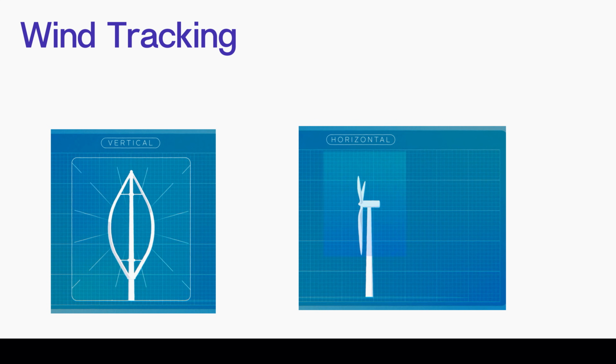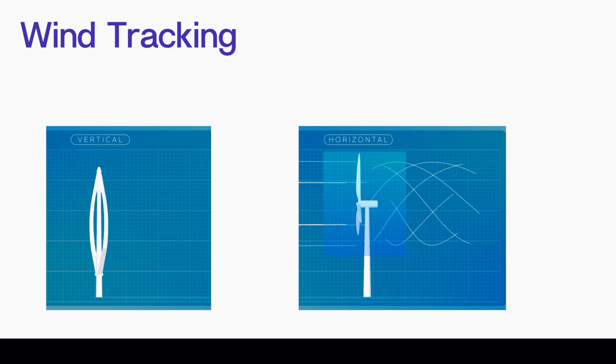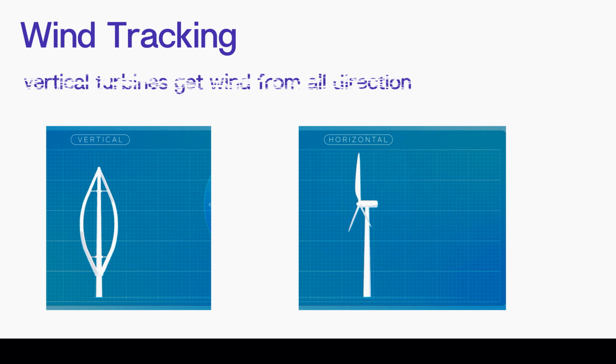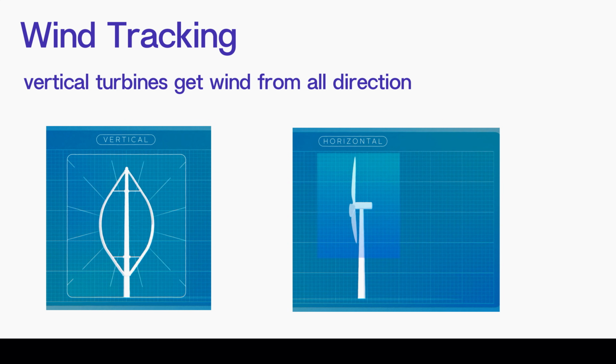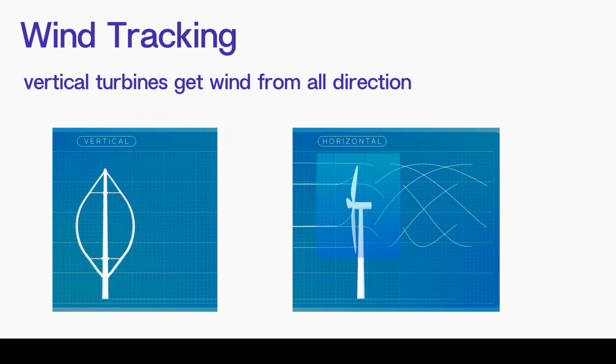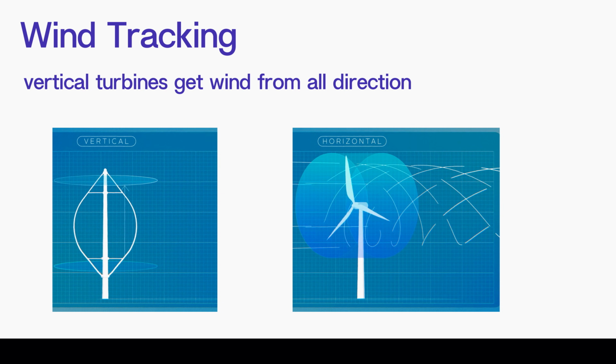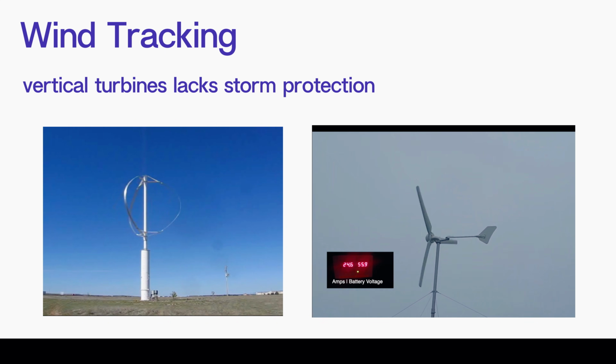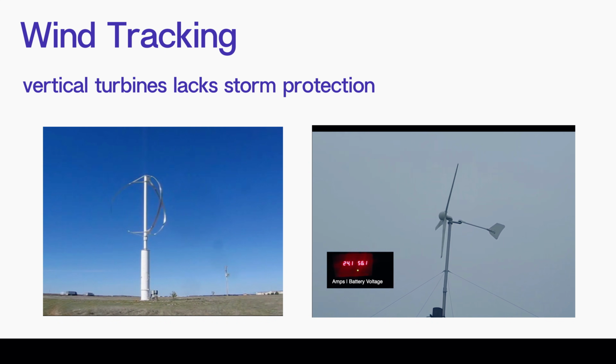Unlike horizontal turbines that require alignment through mechanisms like wind vanes, vertical turbines, with blades on all sides, eliminate the need for wind tracking. While this absence of wind tracking seems advantageous, it overlooks a significant drawback. Vertical turbines, by absorbing wind from all directions, lack the ability to turn the entire rotor away from the wind, a crucial feature for storm protection.